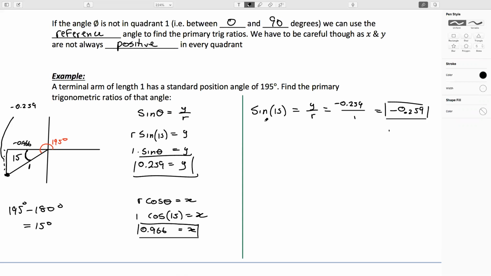Do the same with cos and tan. So cos 15 is x over r. X is negative 0.966. And R is 1. So cos 15 is negative 0.966.